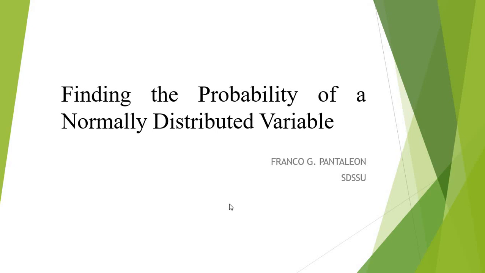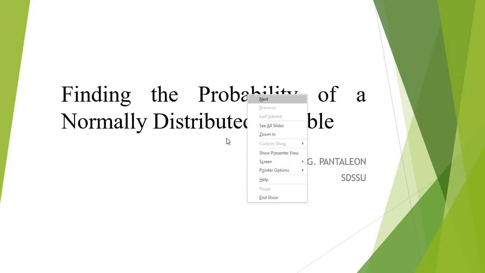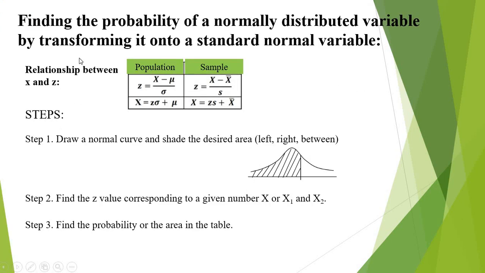Welcome. In this video, we will be finding the probability of a normally distributed variable using a cumulative standard normal distribution table. So here are the steps to find the probability of a normally distributed variable. The first step is we will draw a normal curve and shade the desired area.